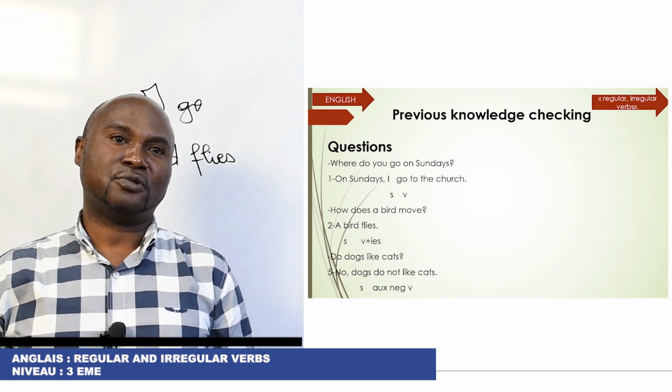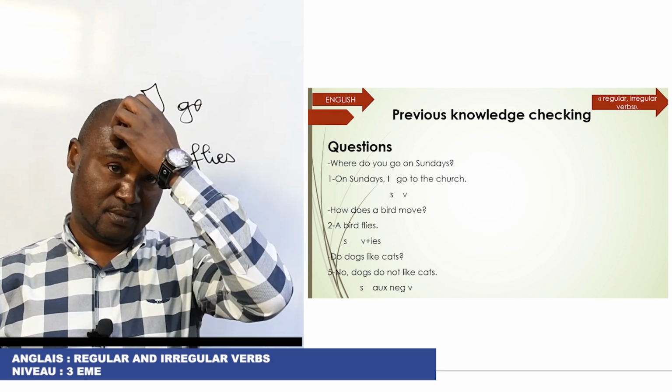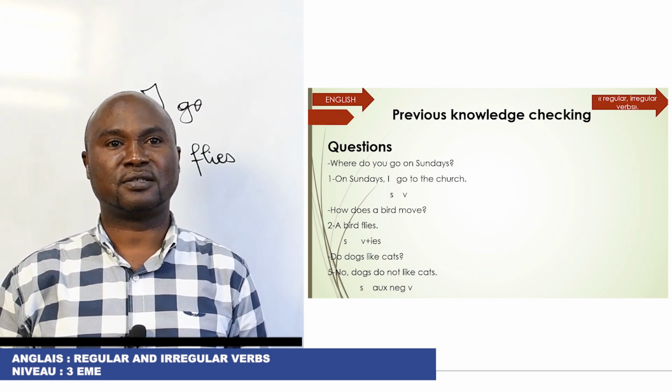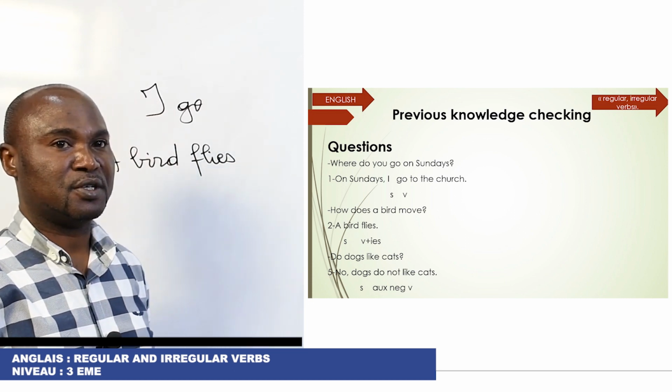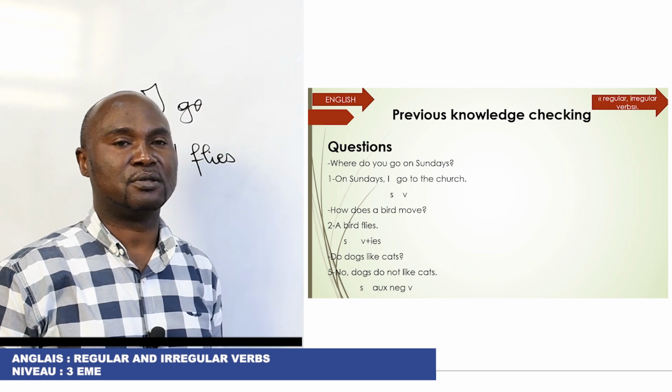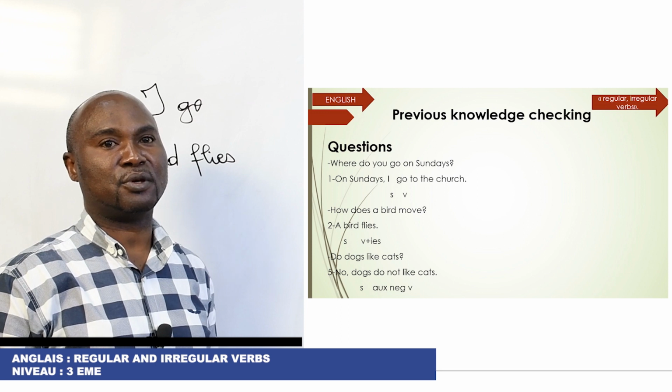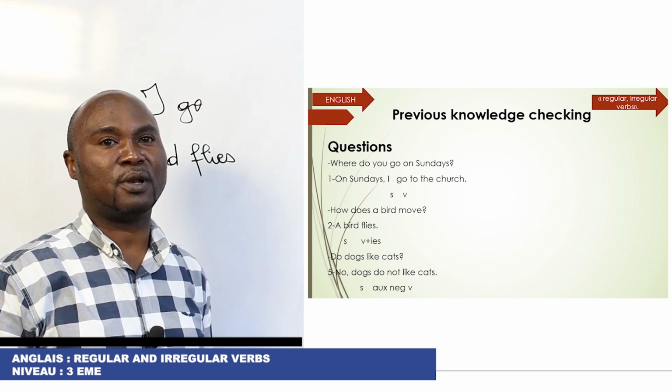Third question: do dogs like cats? No, dogs do not like cats. In this answer, the subject is dogs. We have an auxiliary plus the negative form plus the verb like.